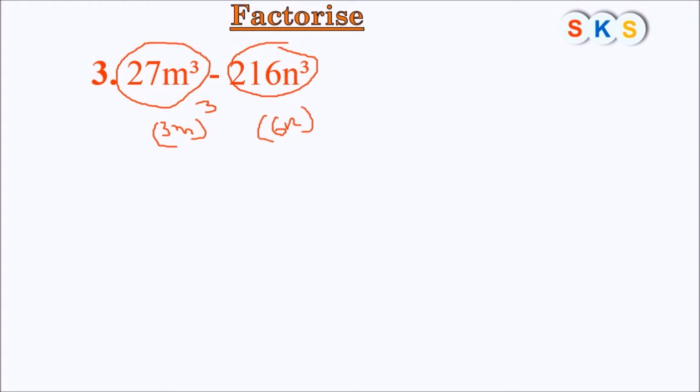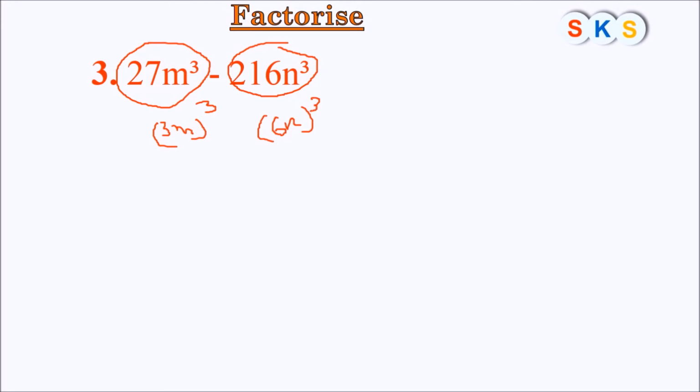Now here we have the next question. 27m raised to 3 minus 216n raised to 3. And you can see that both the terms are perfect cube. Here the first term is 27m raised to 3, which is cube of 3m. And the second term is 216n raised to 3, and it is cube of 6n.